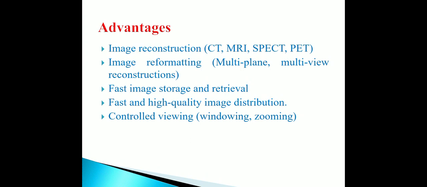Nowadays, we are talking about image processing. So what are the advantages of image processing? We should know. Let us see. Image reconstruction: from CT scan, magnetic resonance images and PET, we can reconstruct and improve the quality of the images. Image reformatting like multi-plane and multi-view reconstructions is also possible. Fast image storage and retrieval, fast and high quality image distribution, and controlled viewing like windowing and zooming.